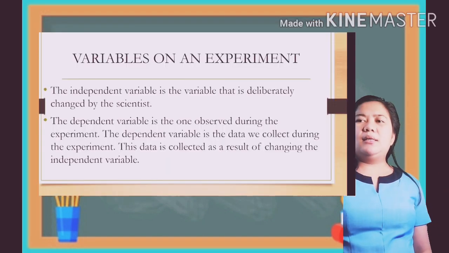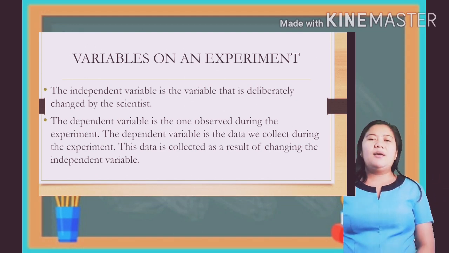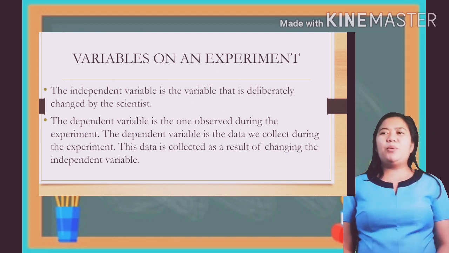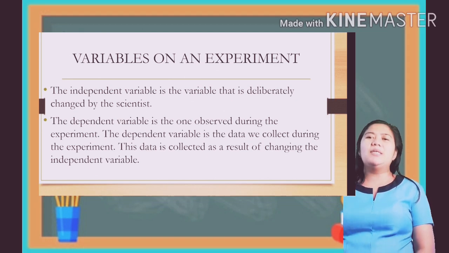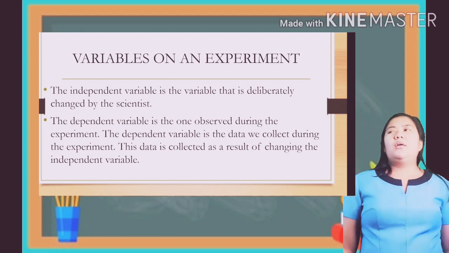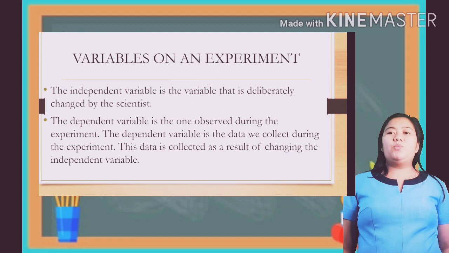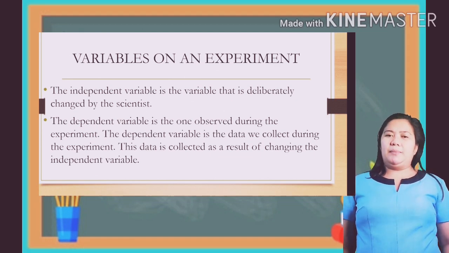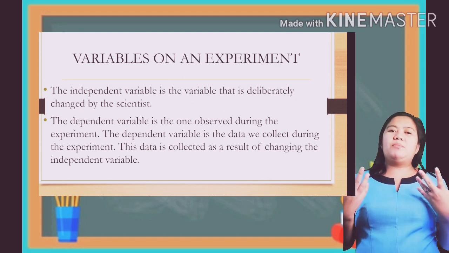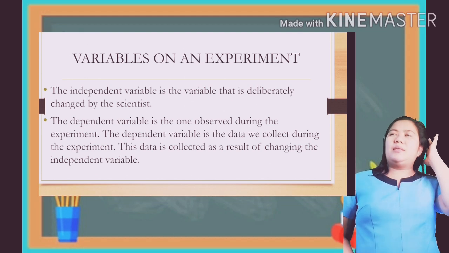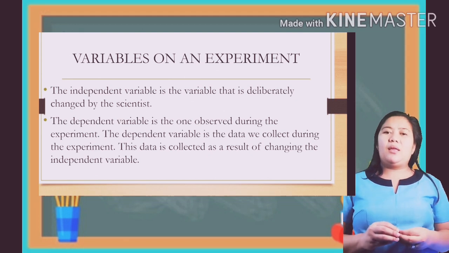Next would be variables in an experiment. We have two types, the independent and the dependent variable. The independent variable is the variable that is deliberately changed by the scientist. So these are the factors that are being changed in the experiment. Whereas a dependent variable is the one observed during the experiment. This dependent variable is the one which is being tested. It is highly affected by the things that we do to the independent variable.